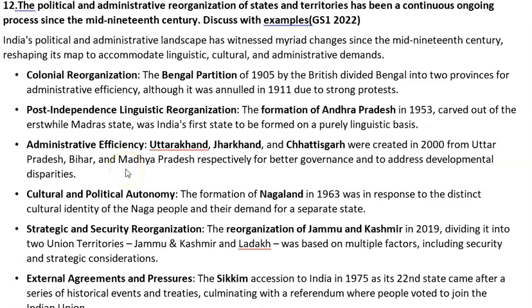Hello. The next question is, the political and administrative reorganization of states and territories has been a continuous ongoing process since mid-19th century. Discuss with examples. Okay. They are telling that from 1850 onwards, there has been this state reorganization, changing the borders of one state, attaching one state with other state. This thing was continuously happening.